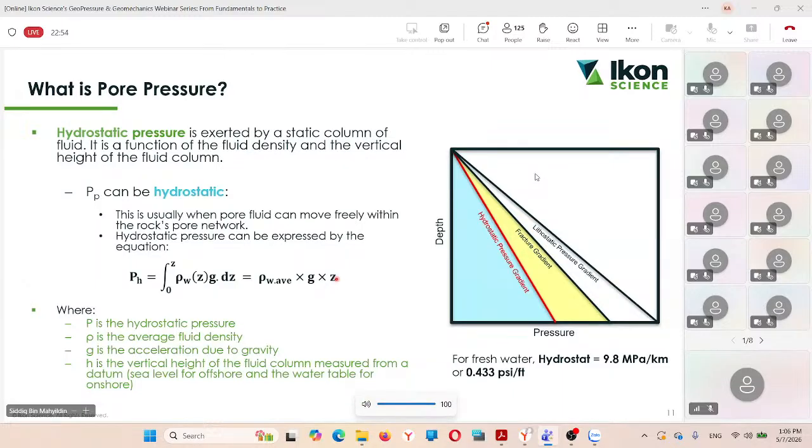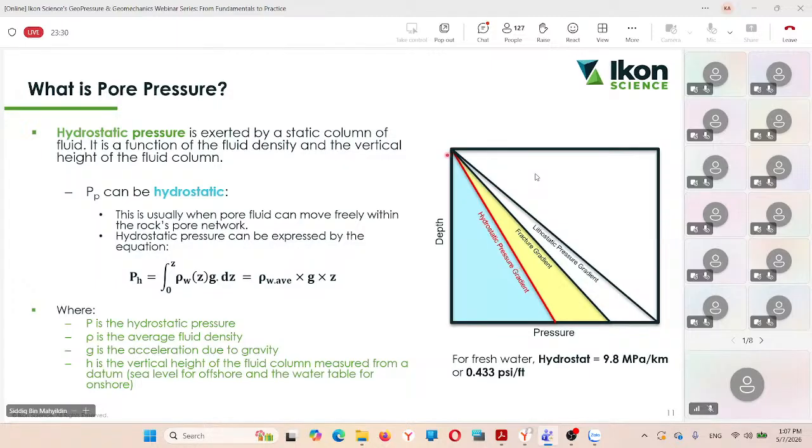So the deeper the depth, the higher the pressure will be, because it's a function of depth as well, right? So the higher the density of the fluid, for example, fresh water versus saline water or brine, then the higher the pressure would be as well. Most of the time, for fresh water, the hydrostatic pore pressure is around 0.433 psi per foot. If in your formation you have salt water or brine, then this hydrostatic pore pressure could be higher as well. We always visualize hydrostatic pore pressure in this form.